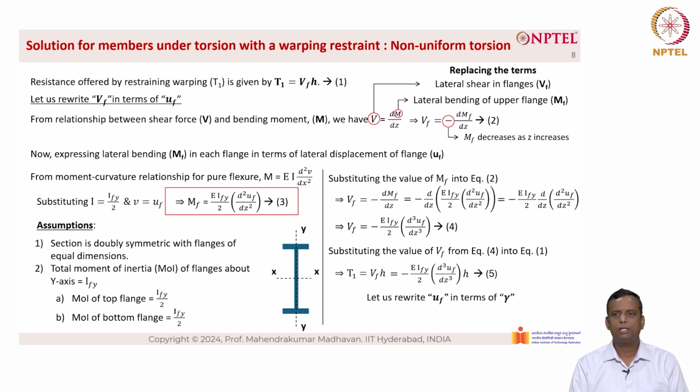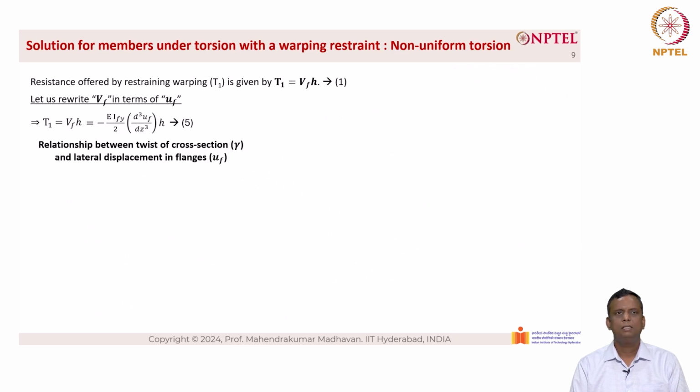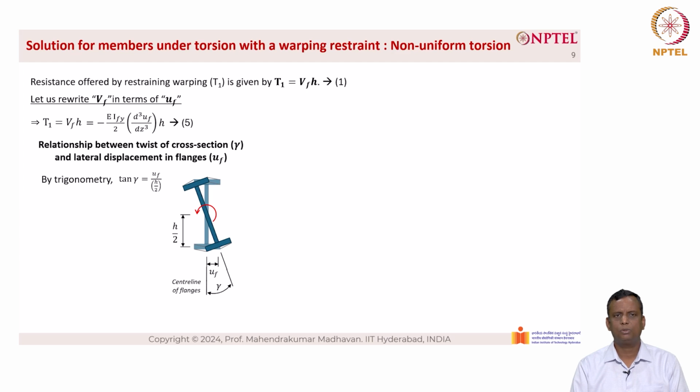Now let us rewrite U sub F in terms of gamma. The relationship between twist of cross-section gamma and the lateral displacement in flanges U sub F is given by the picture shown below. Using trigonometry, we have tan gamma equal to opposite by adjacent, which is U sub F divided by h by 2. For small values of gamma, tan gamma equal to gamma. So gamma equal to U sub F divided by h by 2, so U sub F equal to h by 2 into gamma.